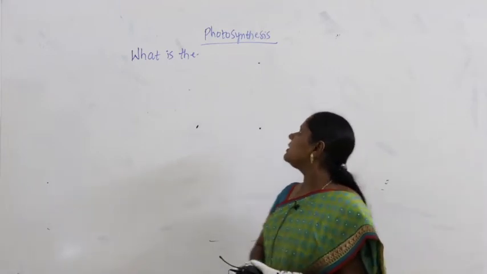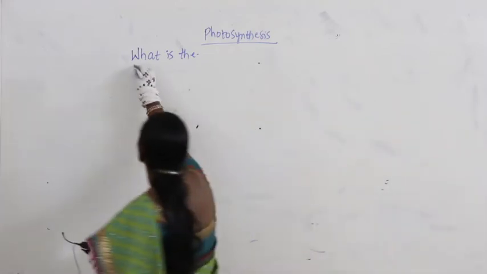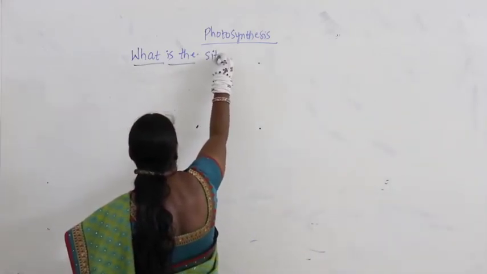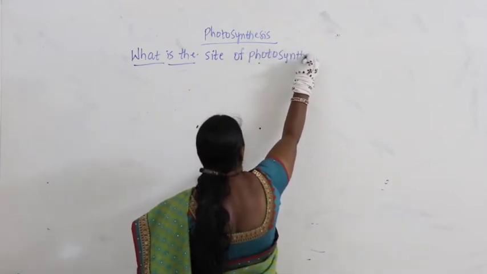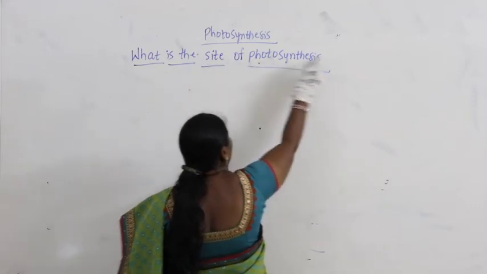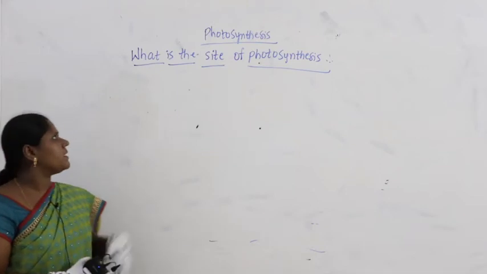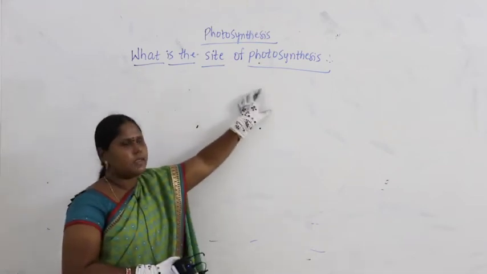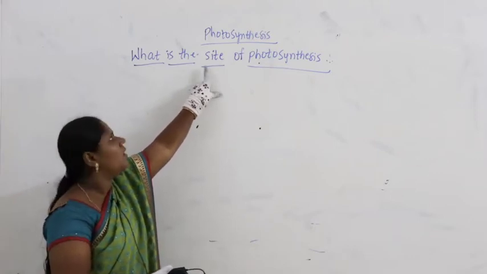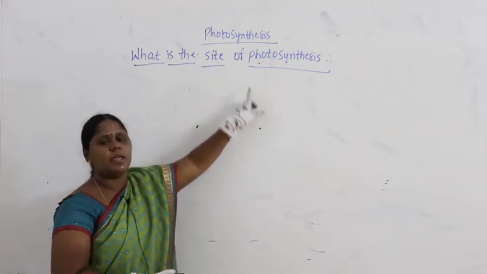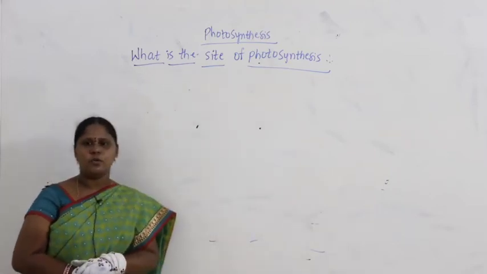So once you understand the scientists and discoveries, now let us study what is the site of photosynthesis. What is the site of photosynthesis? Meaning, which is the place where photosynthesis takes place. Photosynthesis takes place in which site, which location? That is what we are going to discuss today.